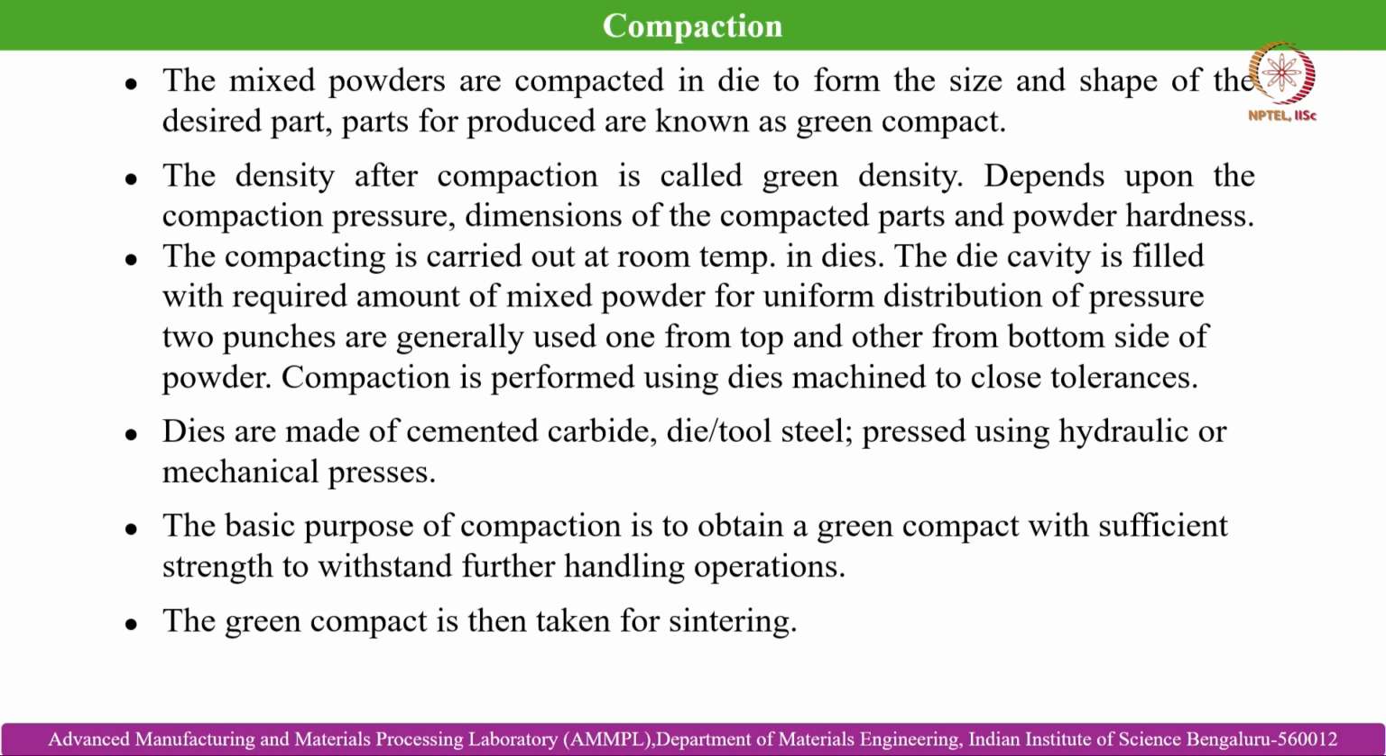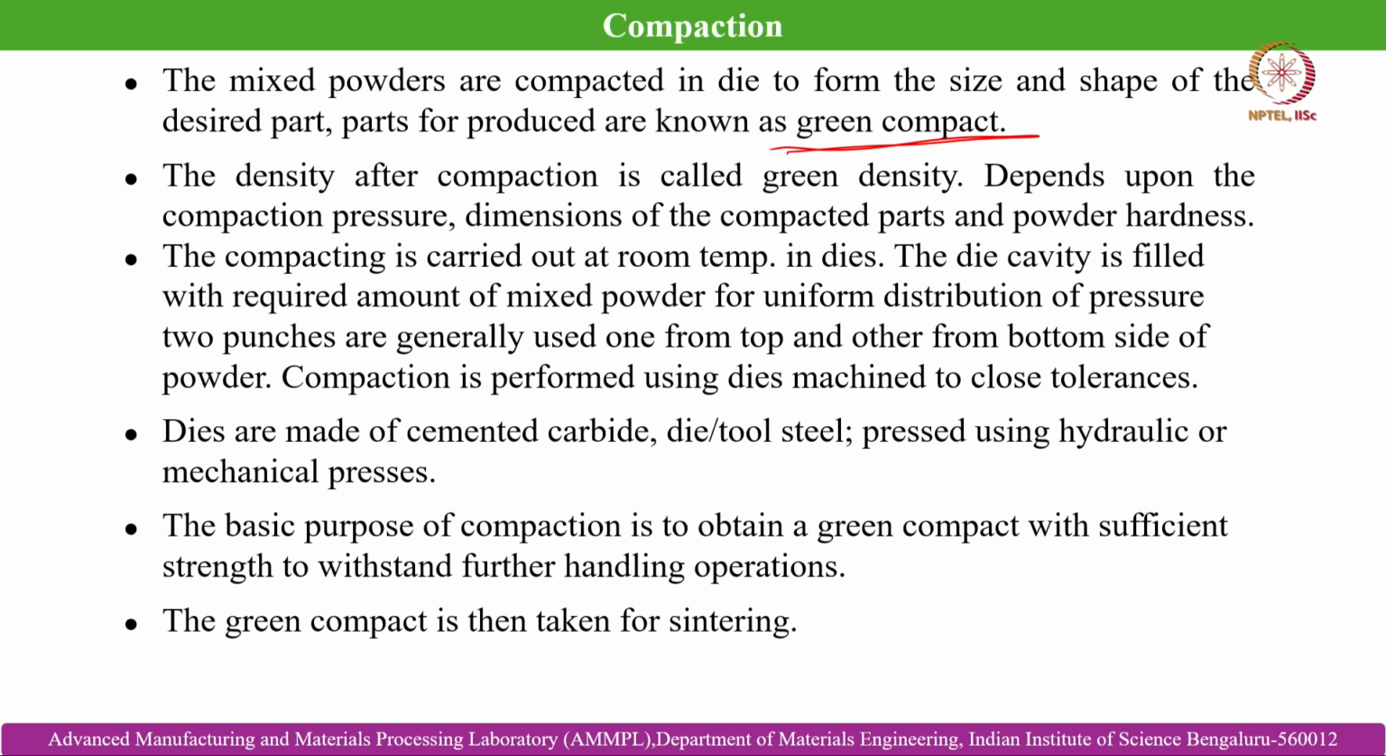Okay. The mixed powders are then compacted in a die to form the size and shape of the desired part. Parts produced are known as green compact. That is the first step of powder metallurgical processes, that means achieving the green compact shape from the powder aggregate. The density after compaction is called green density, which depends upon the compaction pressure, dimensions of the compacted parts and powder hardness.